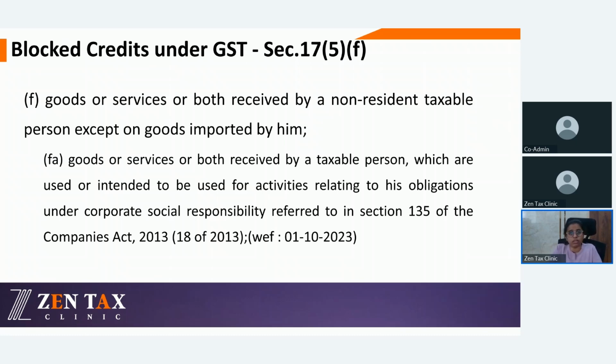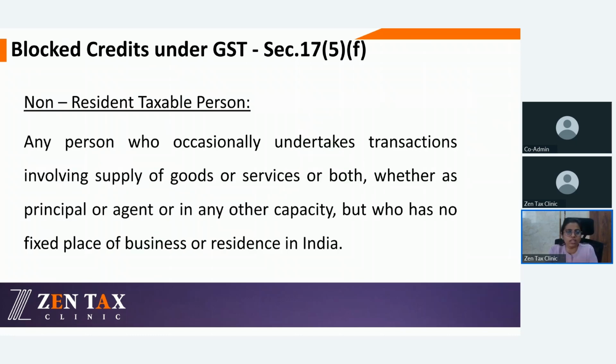So let's see who is the non-resident taxable person. As the definition goes, the non-resident taxable person is a person who occasionally undertakes transactions. Say there is a non-resident, but he only very occasionally supplies goods in India, for example. Then in that case, he'll be considered a non-resident taxable person, and moreover, he'll not have any fixed place of business or residence in India. So if all these conditions are satisfied, he becomes a non-resident taxable person.